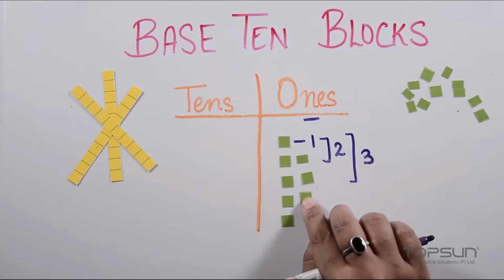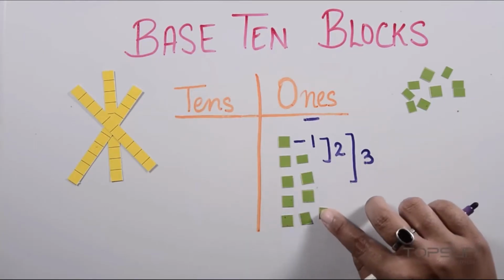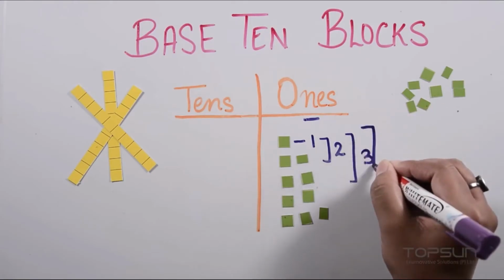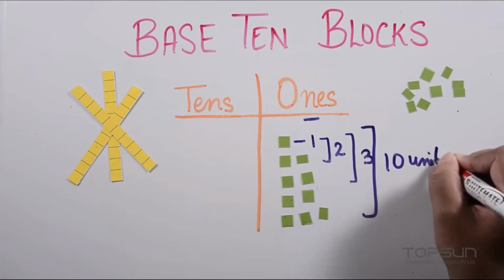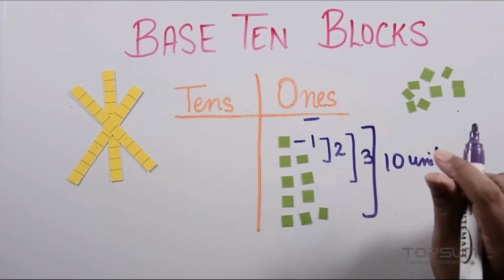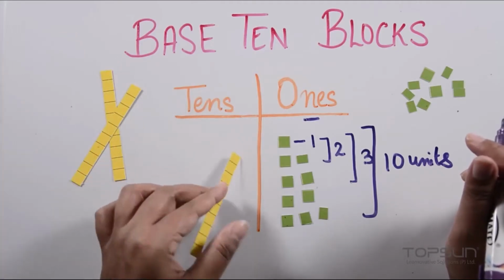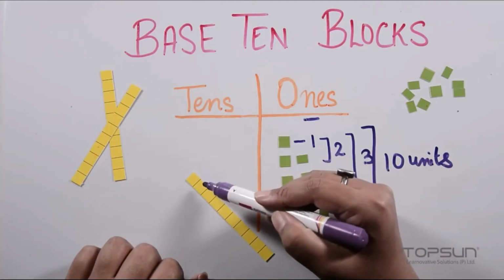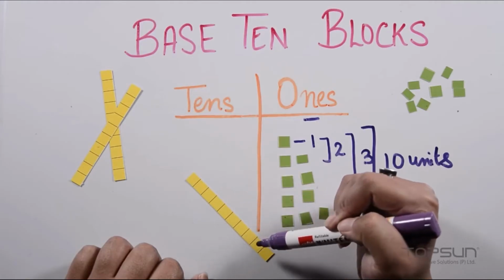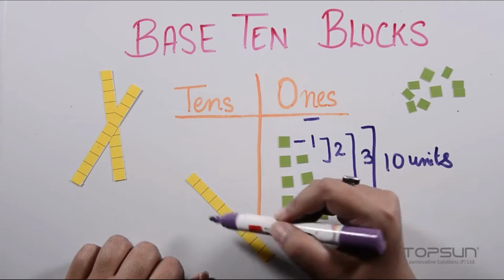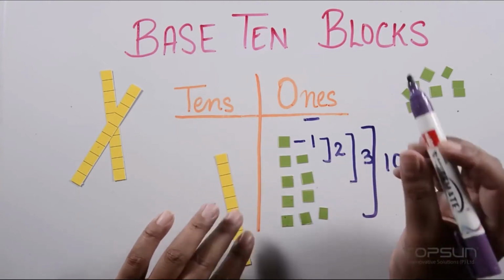Here I'm placing all the 10 units. This makes a total of 10 units. Now they regroup these 10 units into our 1 ten rod. As you can see, we have 1, 2, 3, 4, 5, 6, 7, 8, 9, 10. 10 units make up our 1 ten rod.